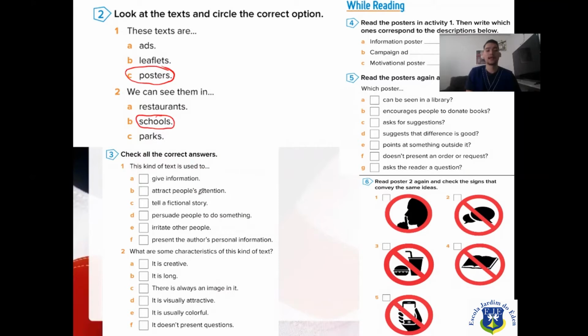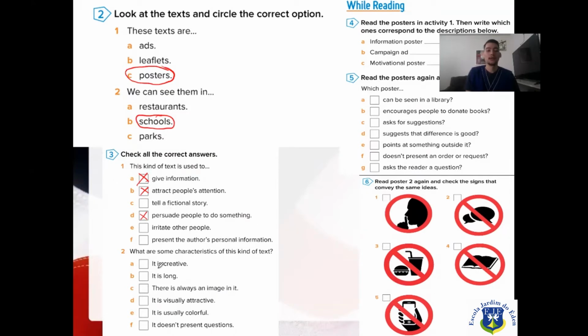So check all the correct answers. This kind of text is used to give information. Yes, give information. Attract people's attention. Yes, of course. Tell a fictional story. No. Persuade people to do something. Yes, can be. Irritate other people. No. Present the author's personal information. No.